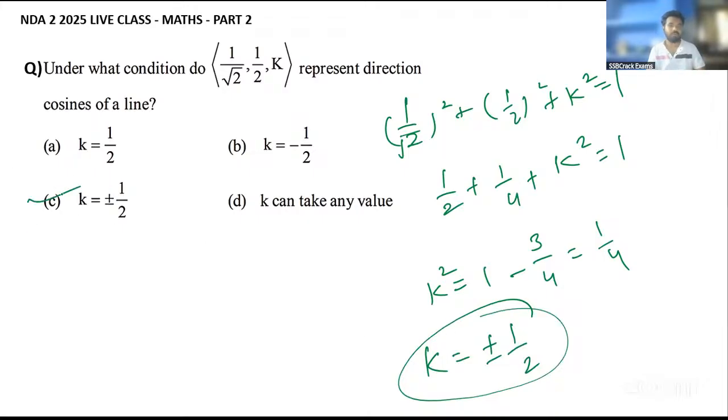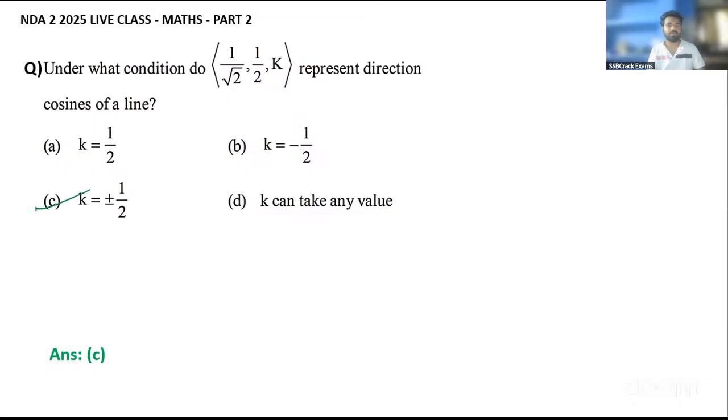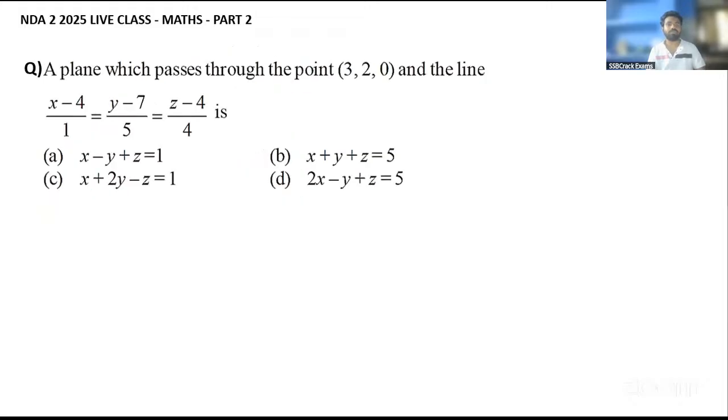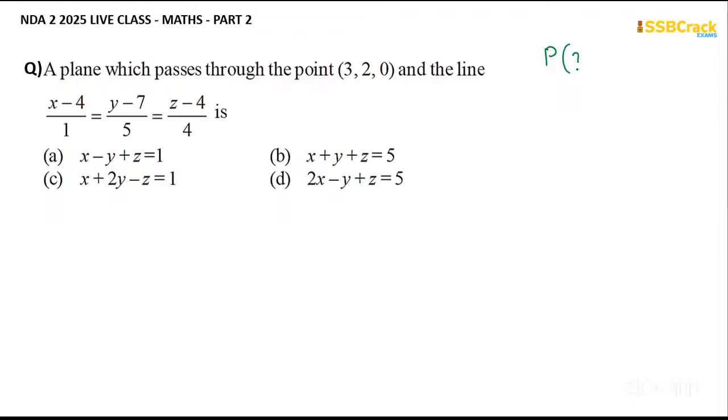Okay, so C is the correct option. Next question is that a plane which passes through point P (3, 2, 0) and the line (x minus 4)/1 = (y minus 7)/5 = (z minus 4)/4 is, it is asking for the plane which is passing through this point, and the equation of the line is given by this. So what will it be?